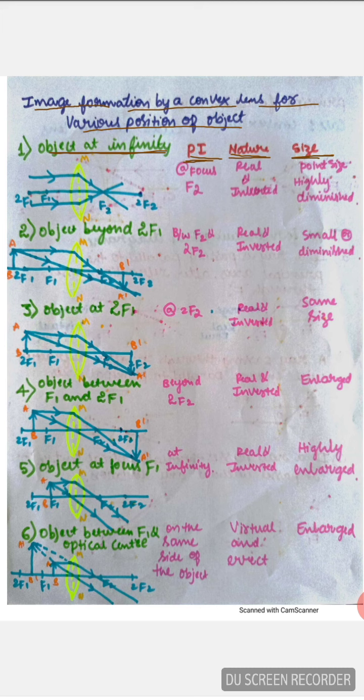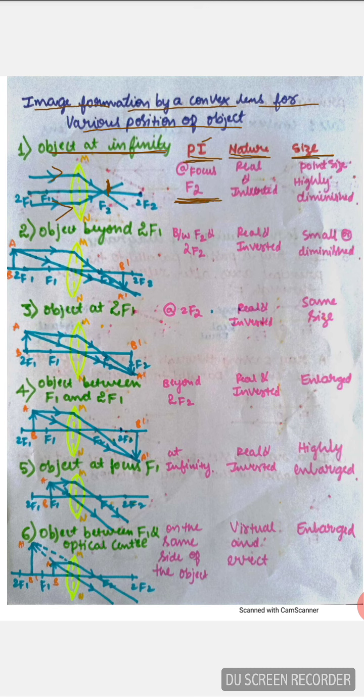So first, when the object is placed at infinity, these are the two rays. These two rays after refraction are meeting at focus. Since the rays are actually meeting, what kind of image will we get? We will always get a real image, and we know a real image is always inverted. Since the rays are meeting at focus, the image is point sized or highly diminished. So when the object is at infinity, the position of the image will be at focus f2.